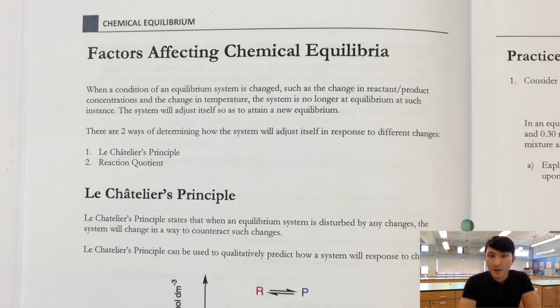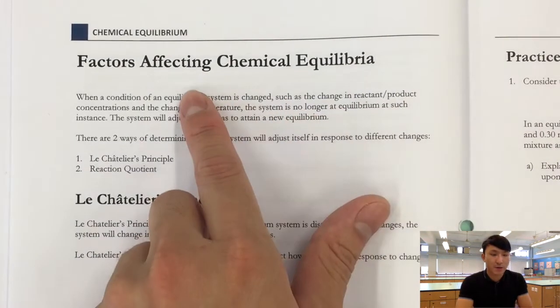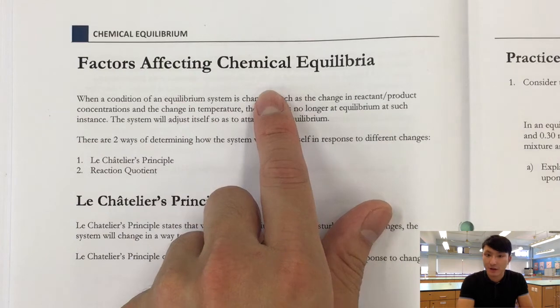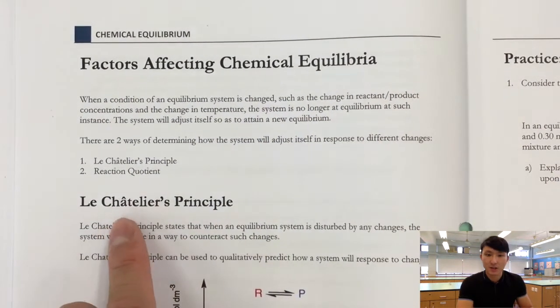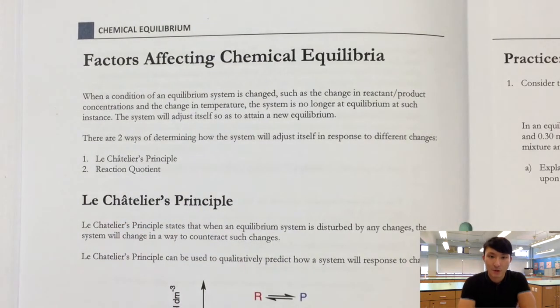Hi, in this video I'm going to continue on the topic of chemical equilibrium, and I'm going to start talking about factors affecting the chemical equilibrium. Here I'm going to first introduce the Le Chatelier Principle, and after that I'm going to discuss how the change in concentration of an equilibrium system will affect the equilibrium position.